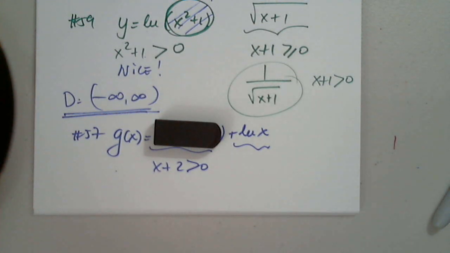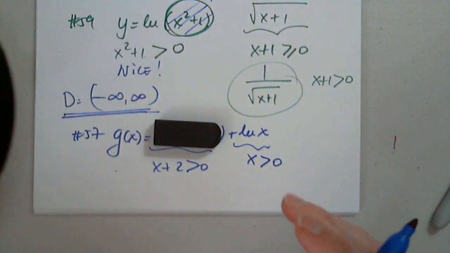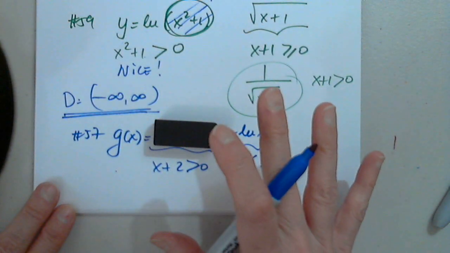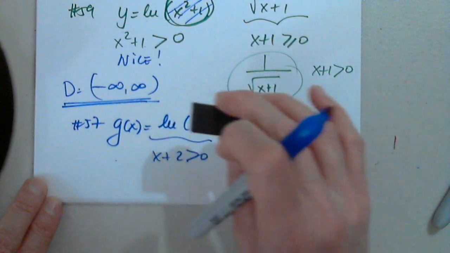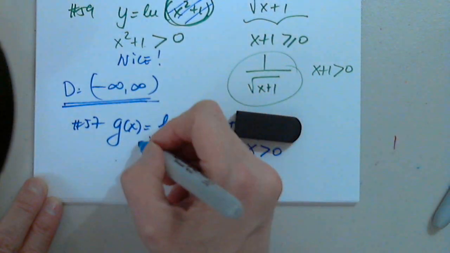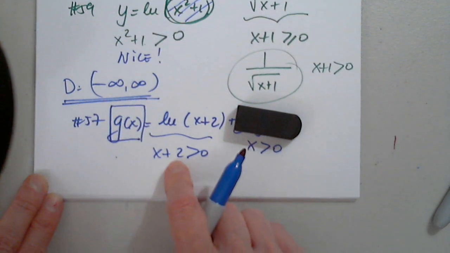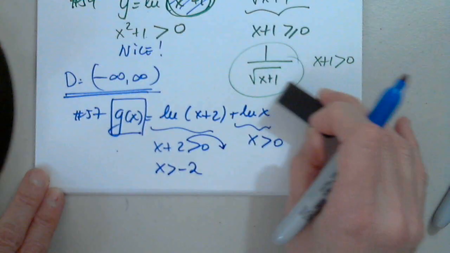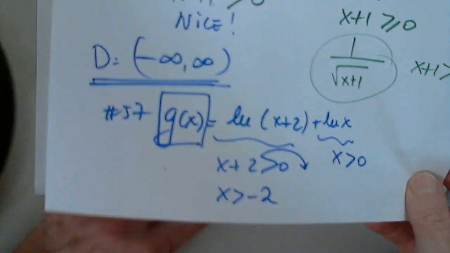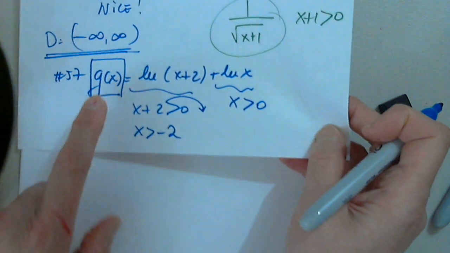X is greater than 0. Absolutely. Very good. So for this one, x greater than 0. Now I have to intersect, because I'm not interested in this piece or this piece. I'm interested in the whole thing. So I have to intersect these conditions. This one means greater than negative 2. I have to move 2 to the other side. So let's intersect them, because both pieces have to exist for this to exist.